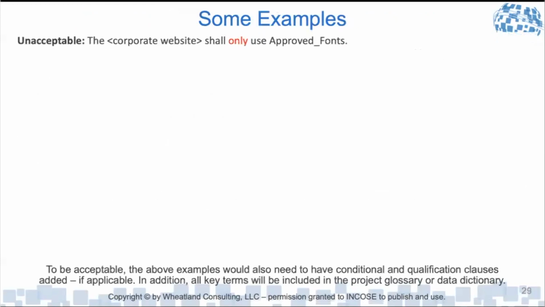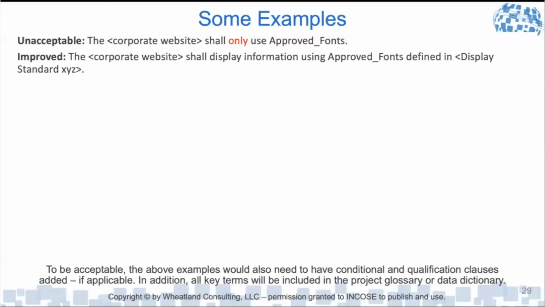Some examples: the corporate website shall use only approved fonts. Approved fonts, the term, what that means is defined, but where are the actual approved fonts? And it talks about the website, the only thing it's going to do is use fonts, where it's going to do a lot more than that. So it could be misinterpreted. The real intent is it shall display information using approved fonts defined in the display standard. Now it's really clear what the intent is. It has to do with display of any information.